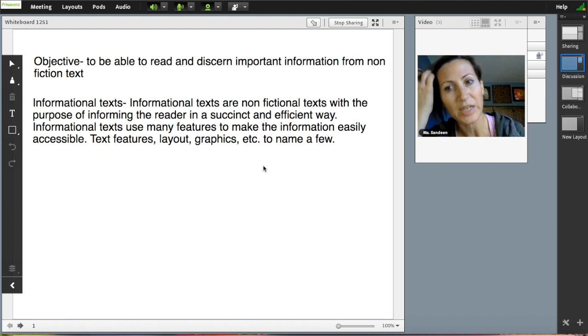So let's take a look first at the definition of the informational text, then we're going to take a look at an informational text from the course, and then we are going to have you read an informational text to identify important information. So informational texts obviously are non-fictional. They have the purpose of informing the reader in a succinct and efficient way.